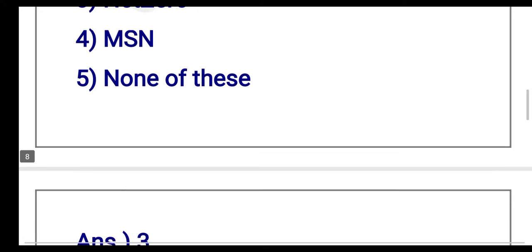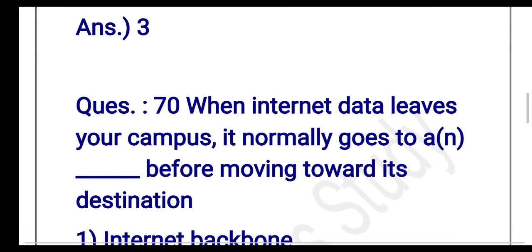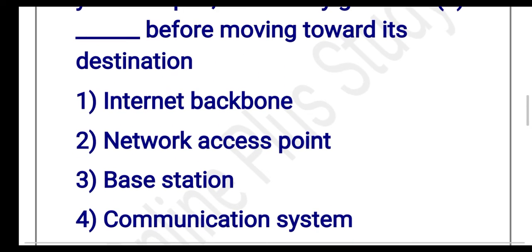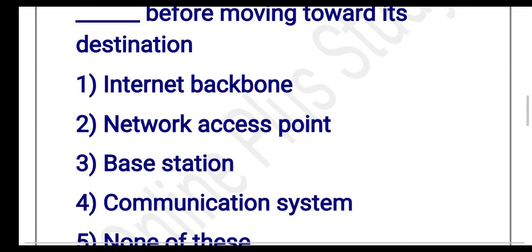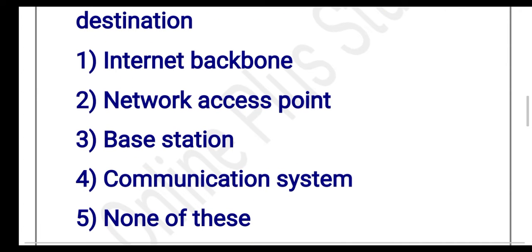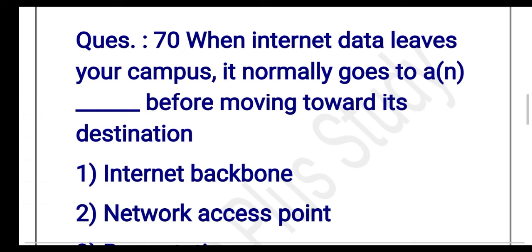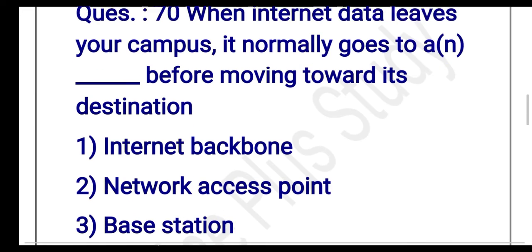Today's 70th question is, when internet data leaves your campus, it normally goes to dash before moving toward its destination. Options are internet backbone, network access point, base station, communication system, and none of these. So what is its answer? Its answer is option number 2, network access point.